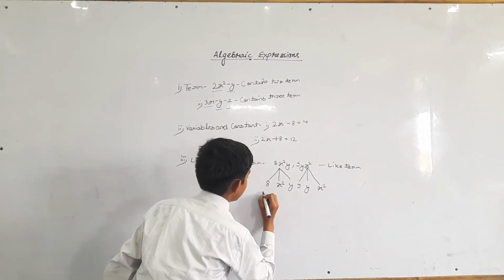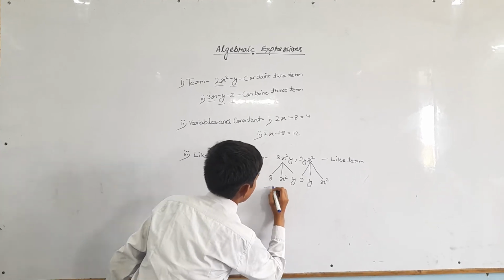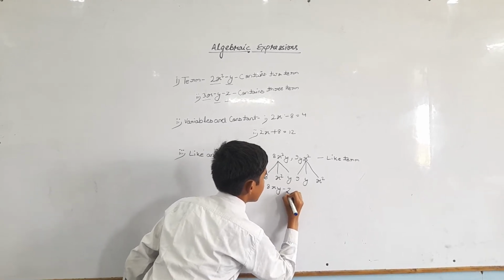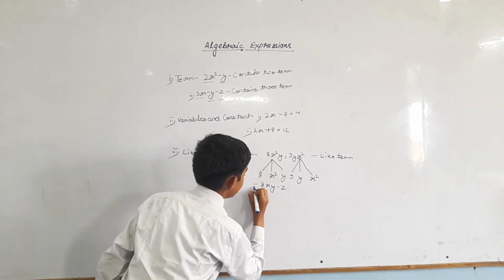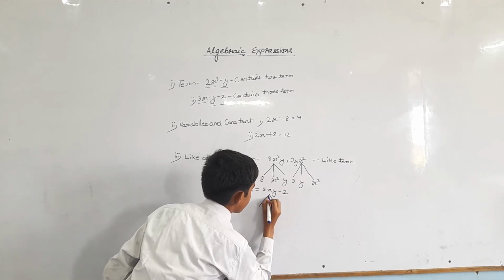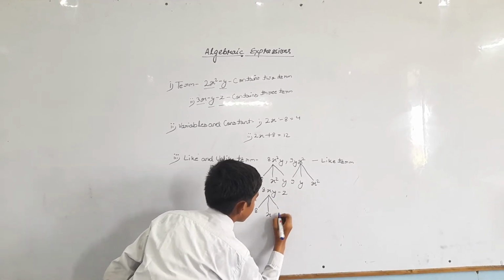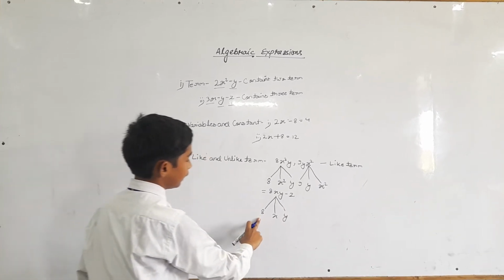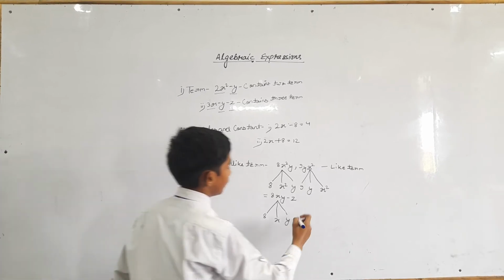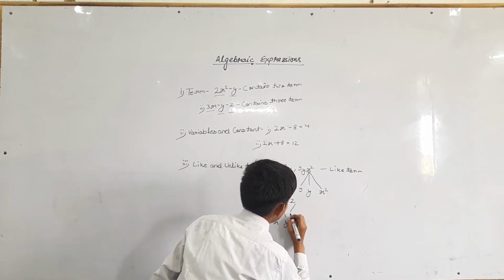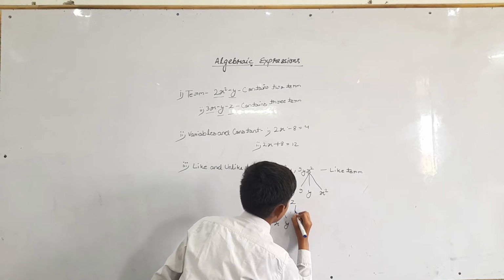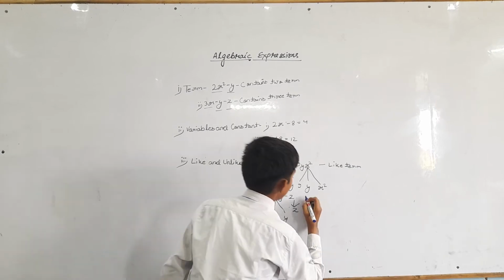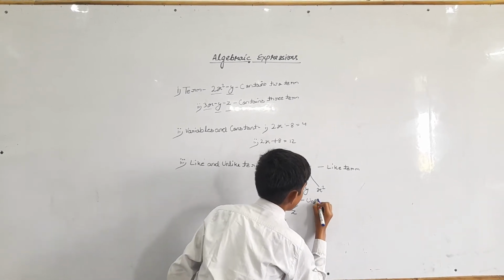Then unlike terms, like 8xy and minus z. When we factorize the first term, 8xy, the constant is 8 and x and y are variables, and when we factorize the other term, it comes as only z. So we can see that the variables are different. So we call it an example of unlike terms.